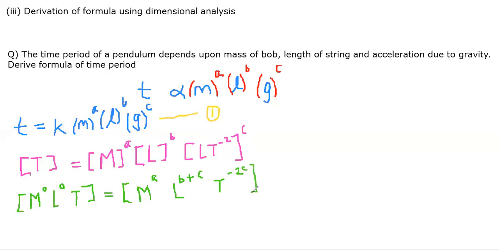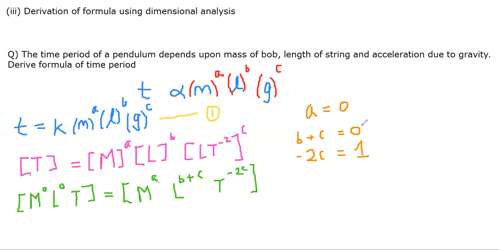So after doing this, half the job is done. Now you just have to compare. Let us compare. It is m to the power a. Here it is 0. So if you compare, you get a is equal to 0. Again compare, b plus c is equal to 0. Again, minus 2c is equal to 1. So on comparing, you get these values.